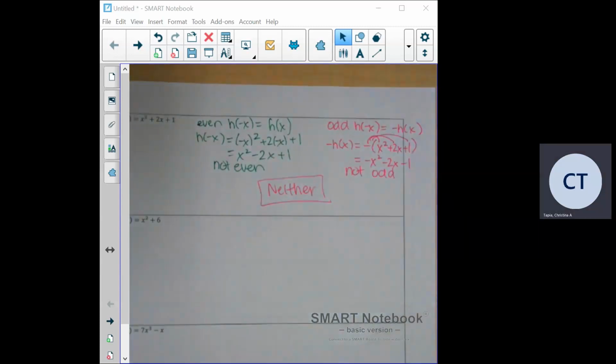Right now, you guys do numbers 4, 5, and 6. Do the same thing I just did. Check first to see if it's even. If it's not even, check if it's odd. If it's not odd, it's neither. It cannot be even and odd. That doesn't exist. I'll give you guys a quick 2 or 3 minutes to get that done.